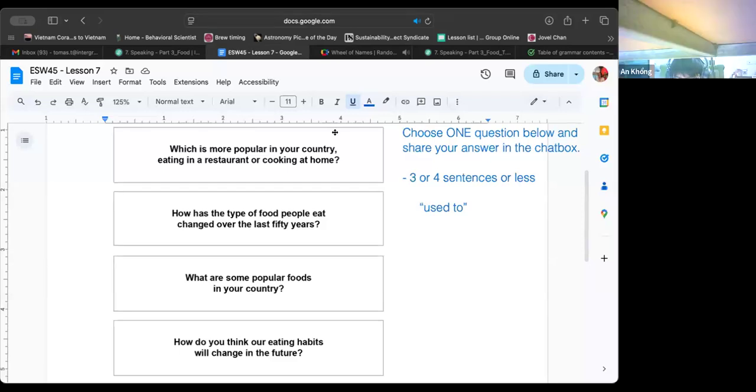So I choose the first question. Which is more popular in your country, eating in a restaurant or cooking at home? Well, cooking at home is more popular because most families in Vietnam have a decent income. They buy raw food ingredients and cook meals at home. On the other hand, eating at a restaurant is more low-key because it only happens on some special occasions, or for some high income families.